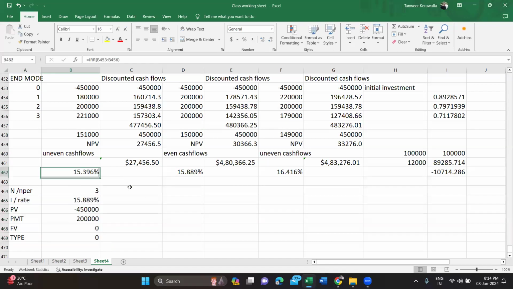You have to do it this way. Because with uneven cash flows you have to do it for individual things and then average, which is a very long procedure, not worth doing, right? Because there we can't have a PMT amount. There's no PMT amount, everything is separate, so you can't combine. But here you can combine, because these are even cash flows, right?